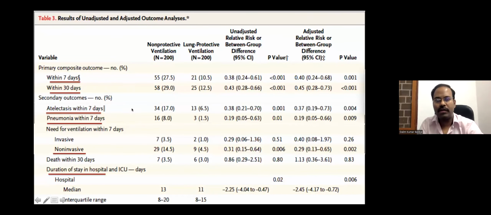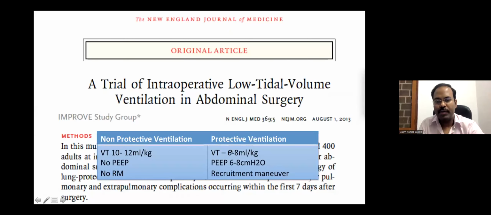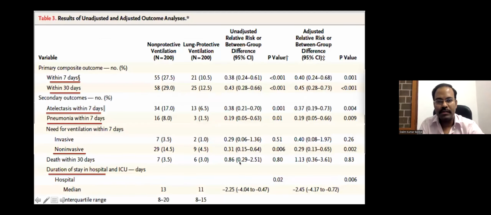Other secondary outcomes like incidence of atelectasis by day 7 were also significantly reduced. Requirement of NIV was reduced. Even the length of hospital stay was also reduced. So this study showed that we should ideally use low tidal volume ventilation, like 6 to 8 ml per kg with some amount of moderate PEEP like 6 to 8 centimeter of water in major abdominal surgery patients to derive all these benefits.